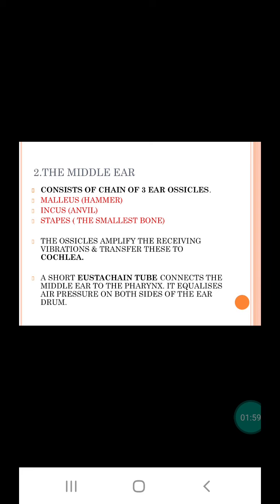The middle ear consists of a chain of three ear ossicles, called the malleus, which is also called the hammer, then the incus, also called the anvil, and the stapes, which is the smallest bone. They are arranged in a chain, and the ossicles amplify the received vibrations and transfer these to the cochlea. There is also the Eustachian tube, a short tube that connects the middle ear to the pharynx. It equalizes air pressure on both sides of the eardrum.